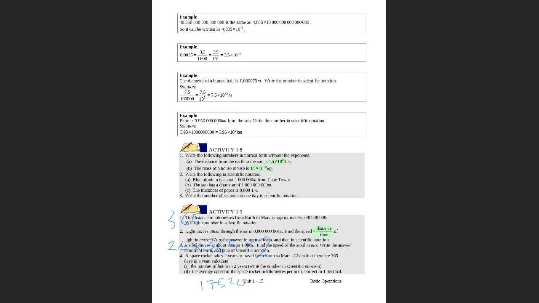So in scientific notation, we go 1, 2, 3, 4. Then we get 1.752 times 10 to the power 4, like that.